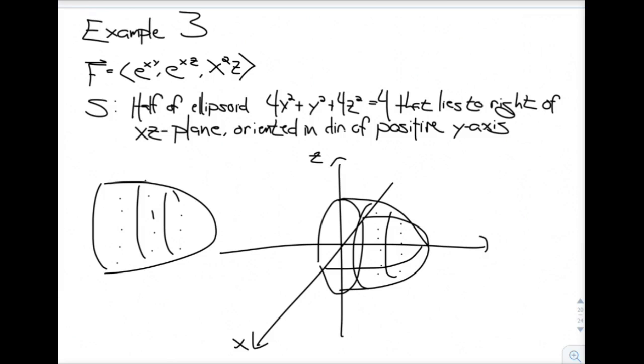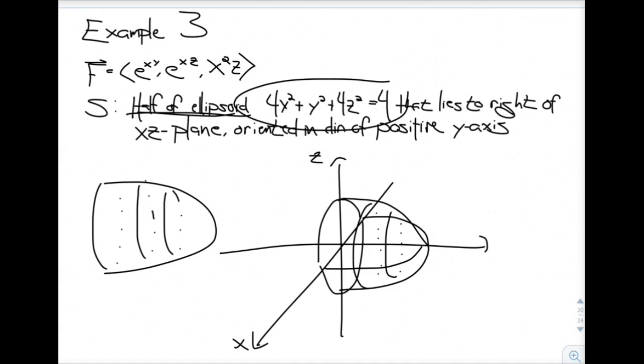Here's our next example. Let f be the vector field with components e to the xy, e to the xz, and x squared z. And let's start with a surface S, which is half of an ellipsoid. The ellipsoid is given by this equation right here. So this is a sort of rotated ellipse, or a three-dimensional ellipse, if you will.